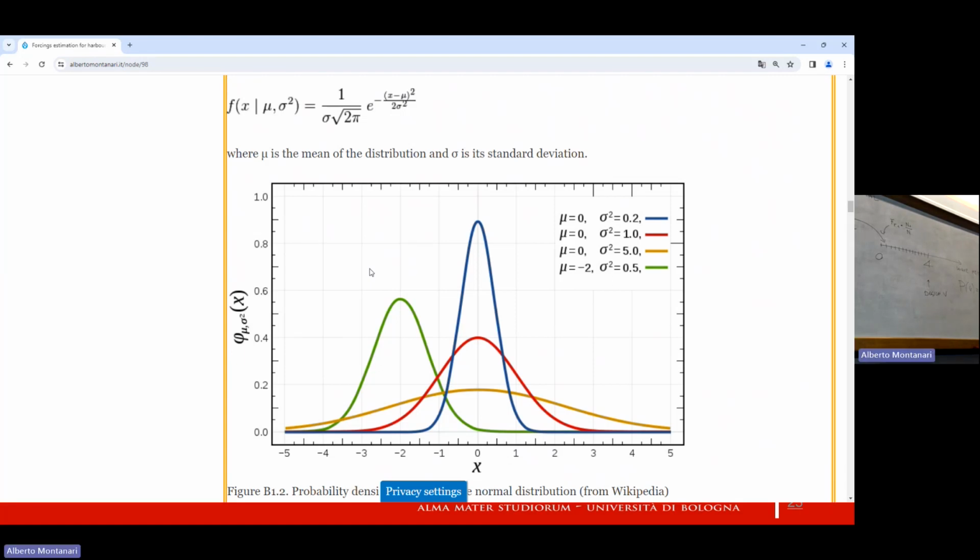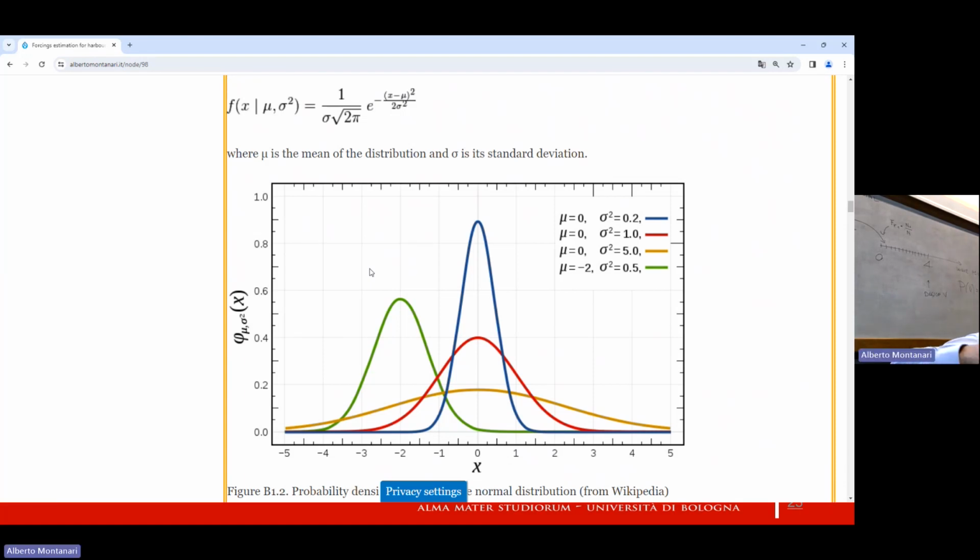So you understand that mu is a position parameter. You see that when mu is equal to 0, you look at the horizontal axis, 0 is the axis of symmetry of the distribution. So mu is the position of the axis of symmetry.